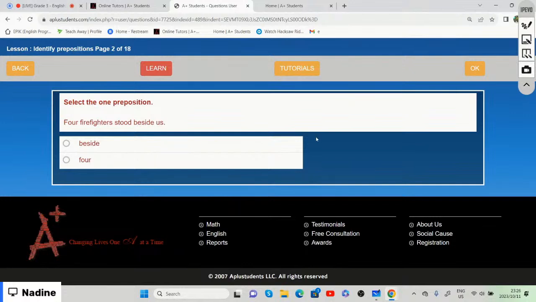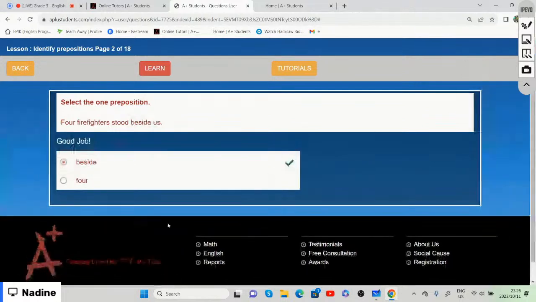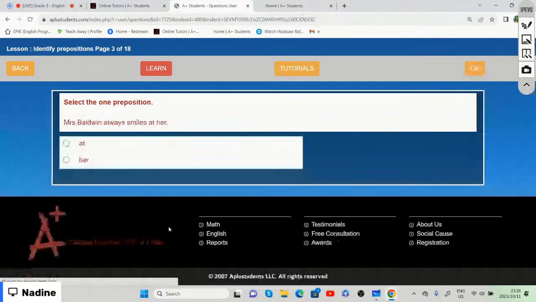All right, so if we choose the one preposition, we can say it is beside, right? Because where are they standing? Beside us. So well done.